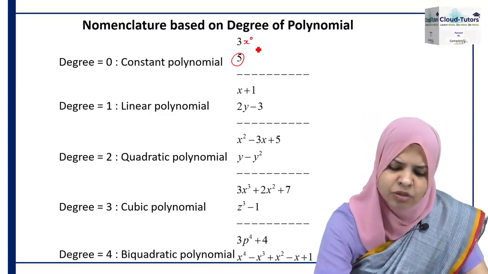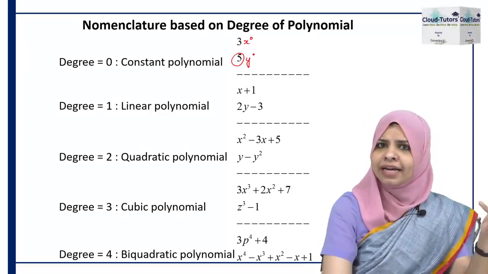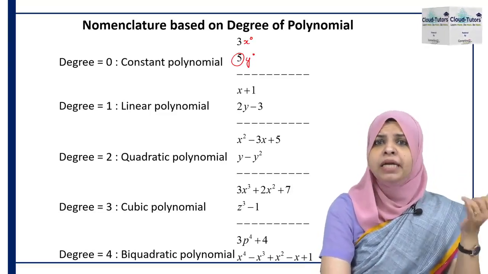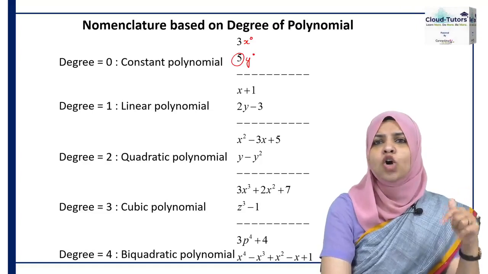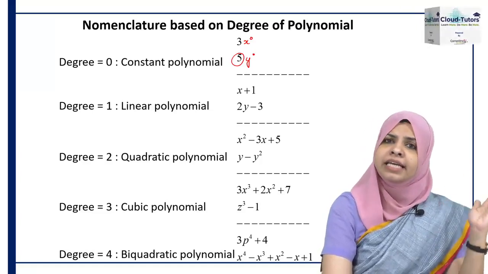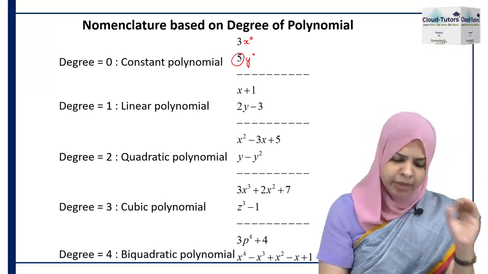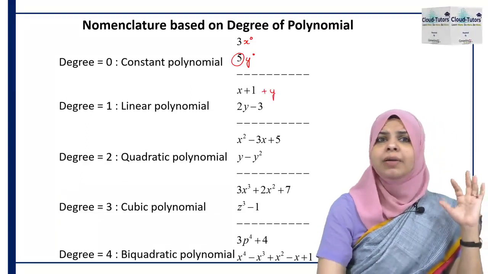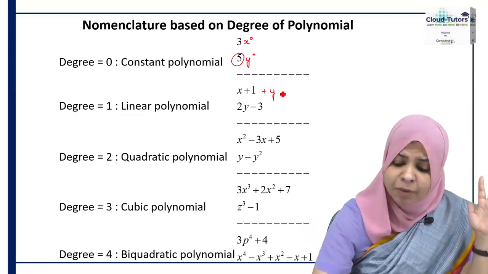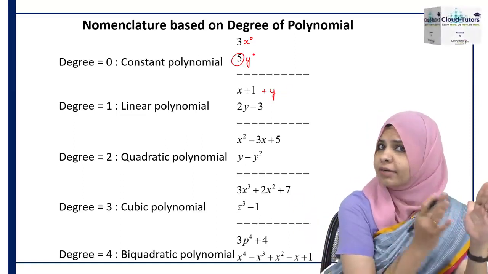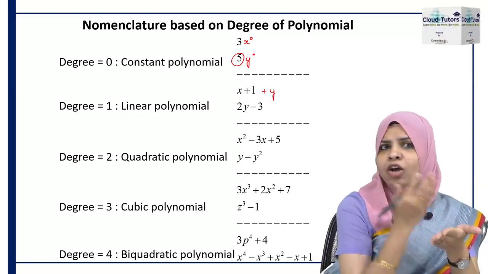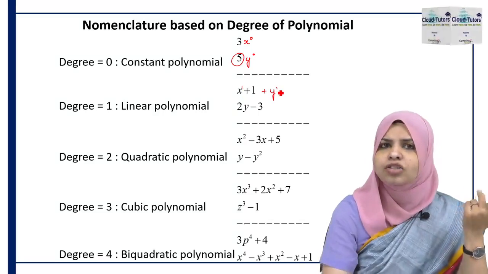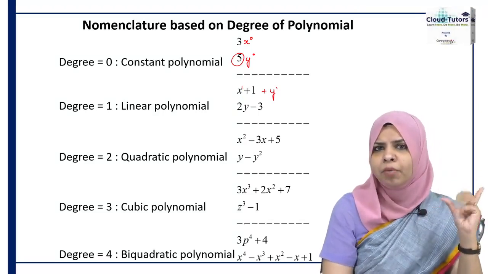I can write this as x to the power of 0 or y to the power of 0, right? Even the constant is a polynomial, but you call it a constant polynomial, where the degree is 0. Then linear means now I can have one more variable here, doesn't matter. The number of terms will not impact whether it is linear or quadratic. It's just the degree that matters. See here, the degree is 1, so it is a linear polynomial.